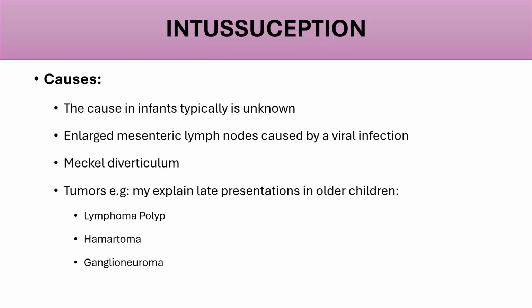Causes of intussusception: the cause in infants is typically unknown, possibly because of enlarged mesenteric lymph nodes caused by viral infection. In older children, think about a lead point like Meckel diverticulum. Think about tumors like lymphoma, polyp, hamartoma, or ganglioneuroma.